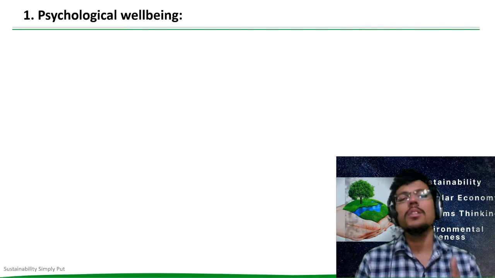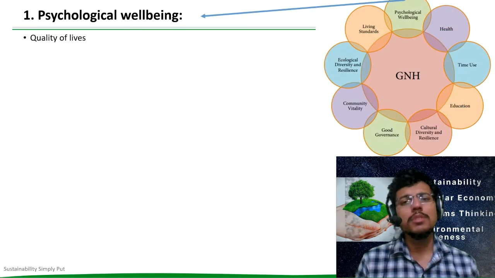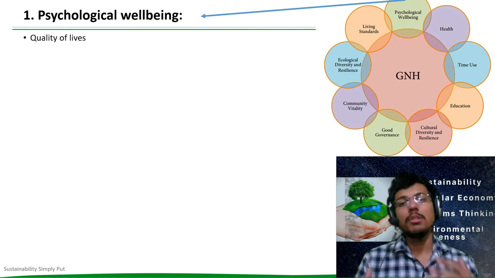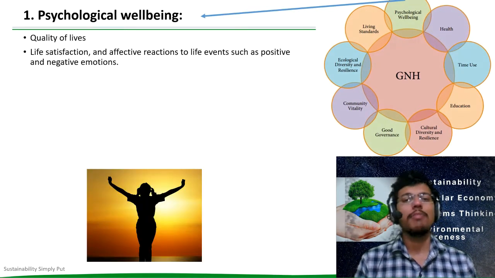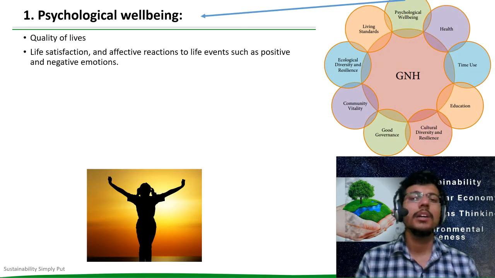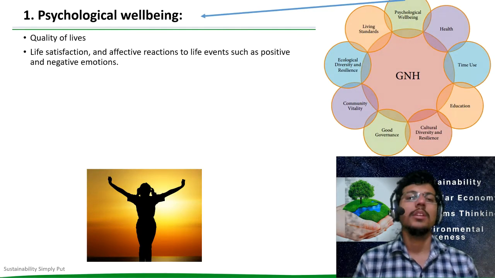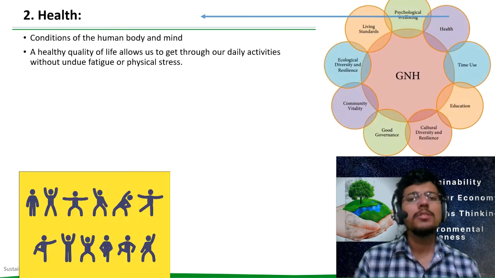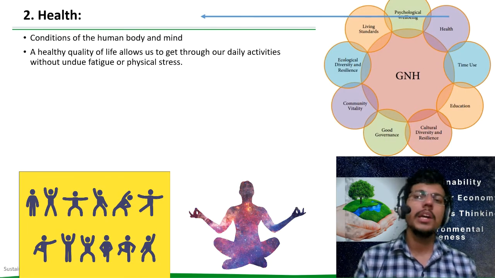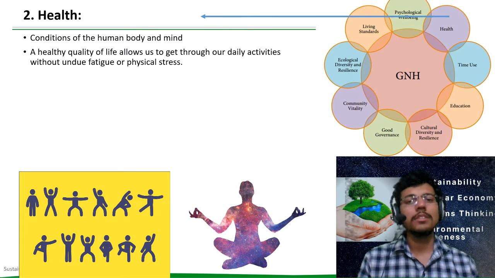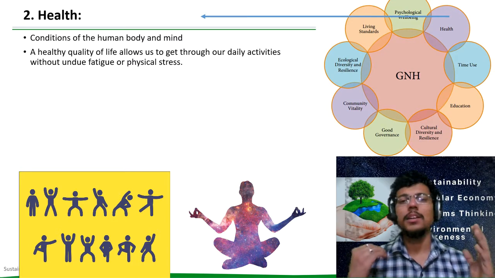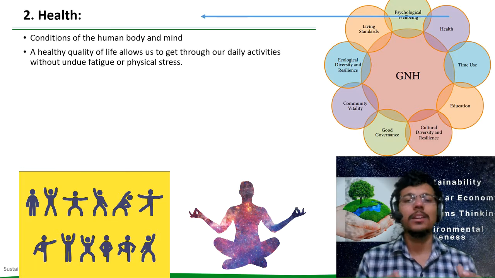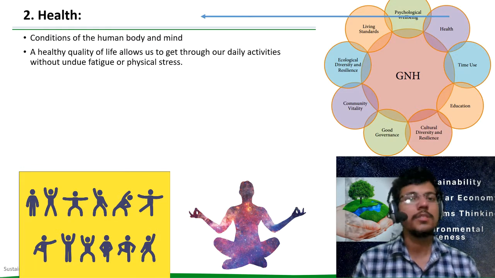First is psychological well-being. This domain attempts to understand how people experience the quality of their lives. It includes reflective cognitive evaluations such as life satisfaction and affective reactions to life events such as positive and negative emotions. It also covers spirituality. Second, health. This domain comprises conditions of the human body and mind, and thereby attempts to characterize health by including both physical and mental states. A healthy quality of life allows us to get through our daily activities without undue fatigue and physical stress.